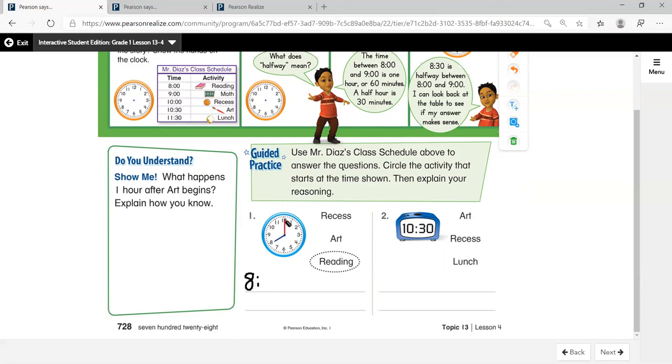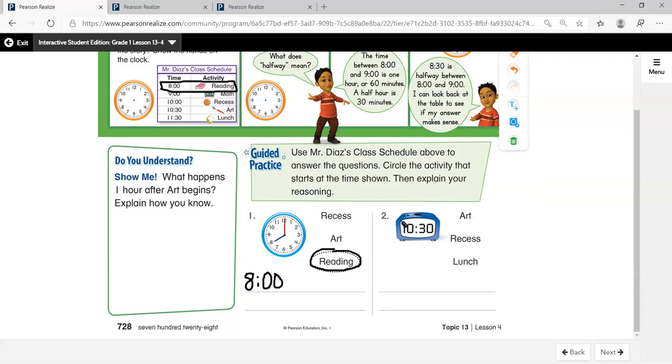The long hand, the minute hand, is on the 12. So I know it's something o'clock, and I know I use my numbers 0, 0 when it's something o'clock. And if I look up at my chart and find the matching time, I can see that the first row matches the time I just wrote. So I know that they're going to be doing reading at 8 o'clock.